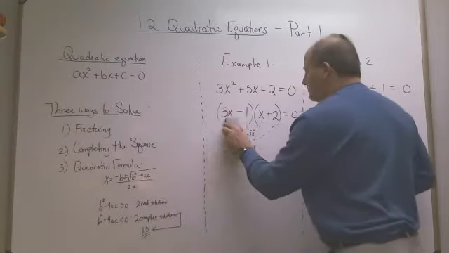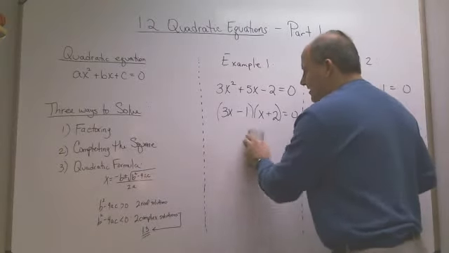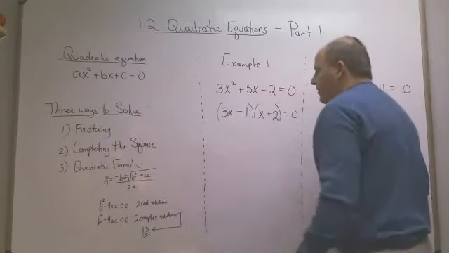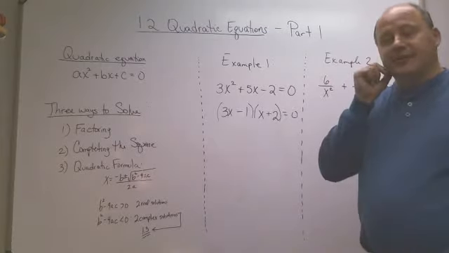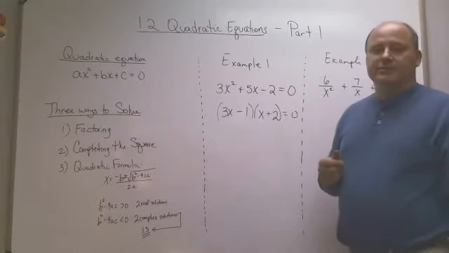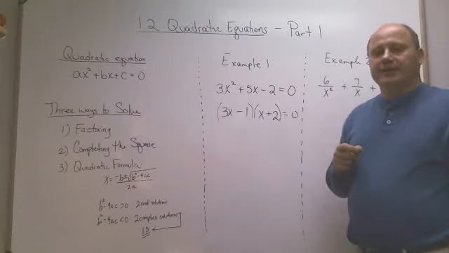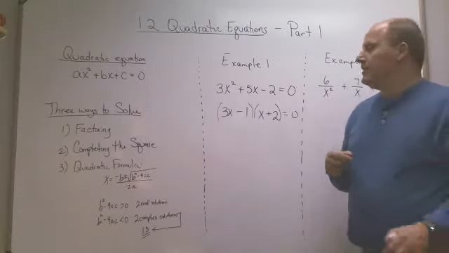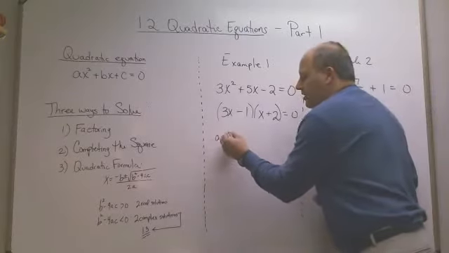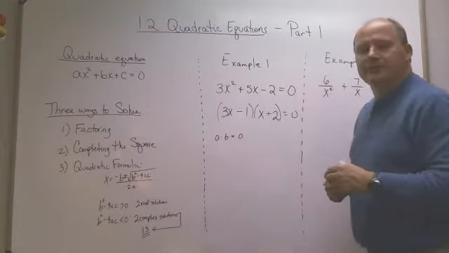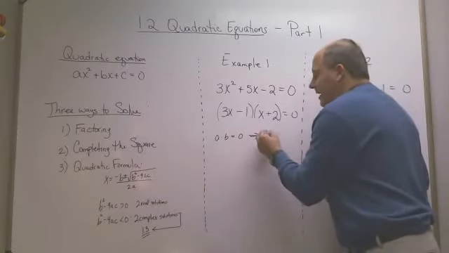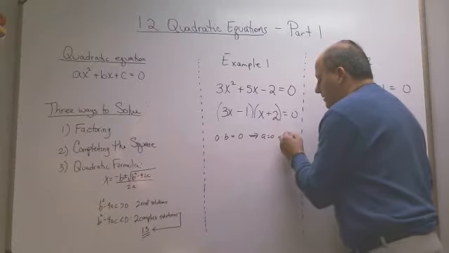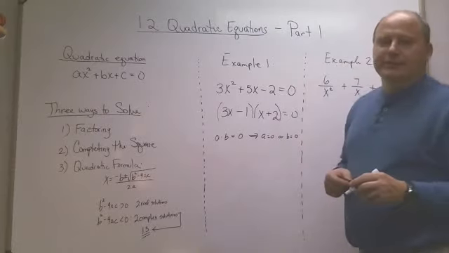So let me erase this back out of here. The zero factor property says that if you have two things and you multiply them together and it gives you 0, then one of those factors must be 0. In other words, you should have been taught that if AB equals 0, that implies A equals 0 or B equals 0. So that's the property I'm using here.